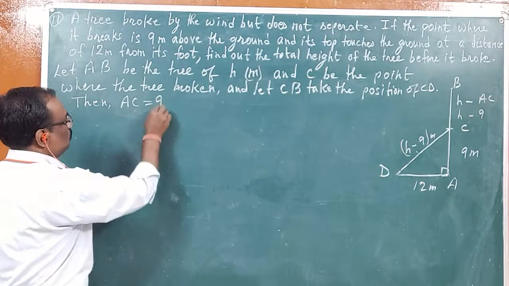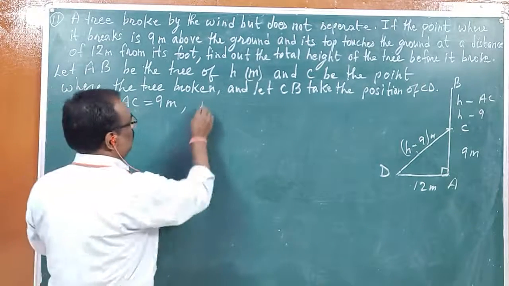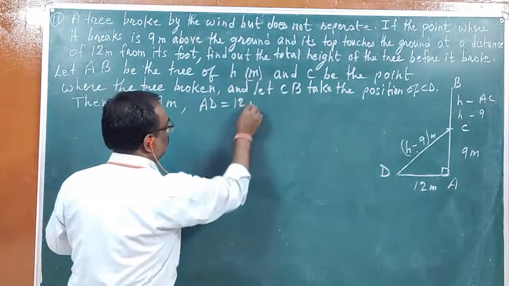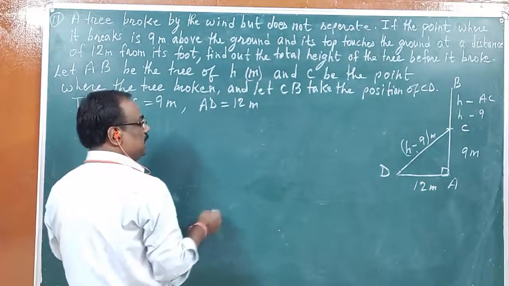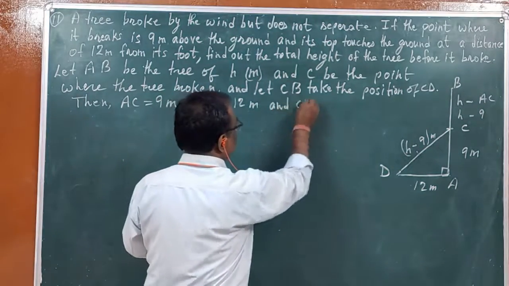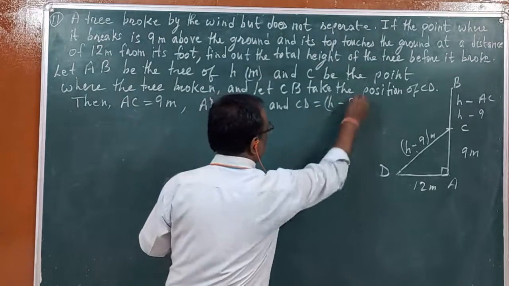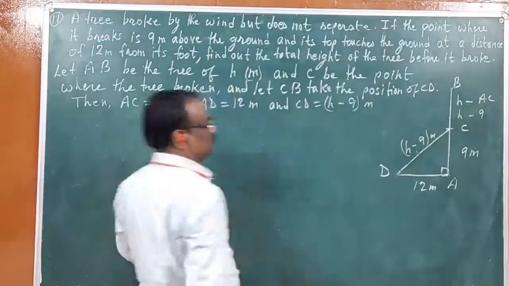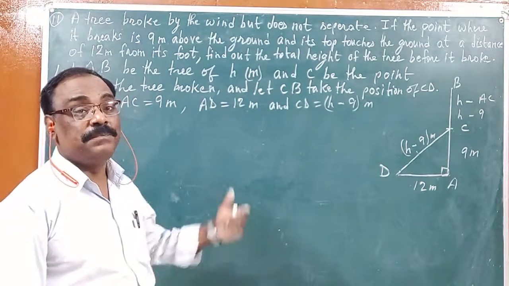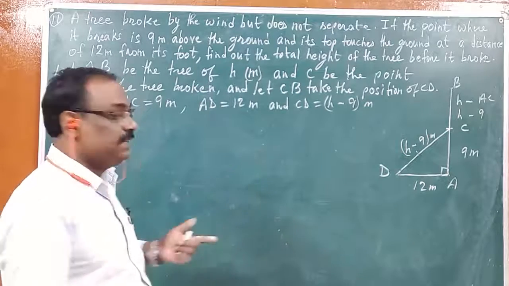Now we know that AC is equal to 9 meter. Then we know AD, so AD is equal to 12 meter, and we have taken CD, so we can write here, and CD is equal to h minus 9 meter. Now as I told you, it is making a right triangle when we take DAC or CAD.